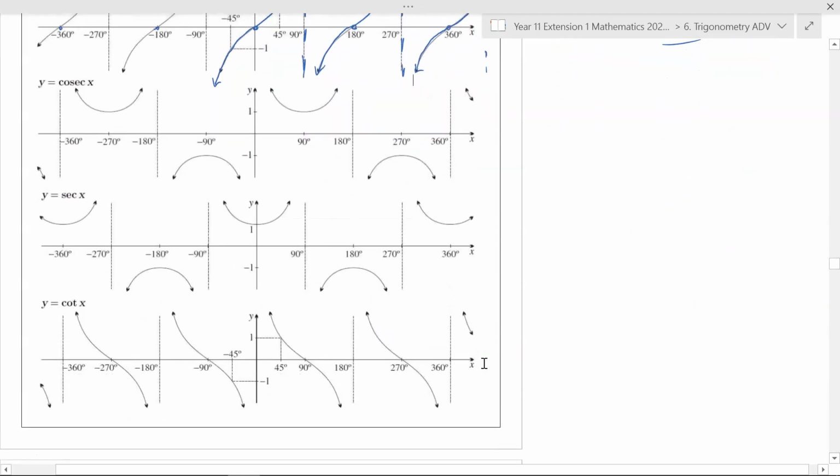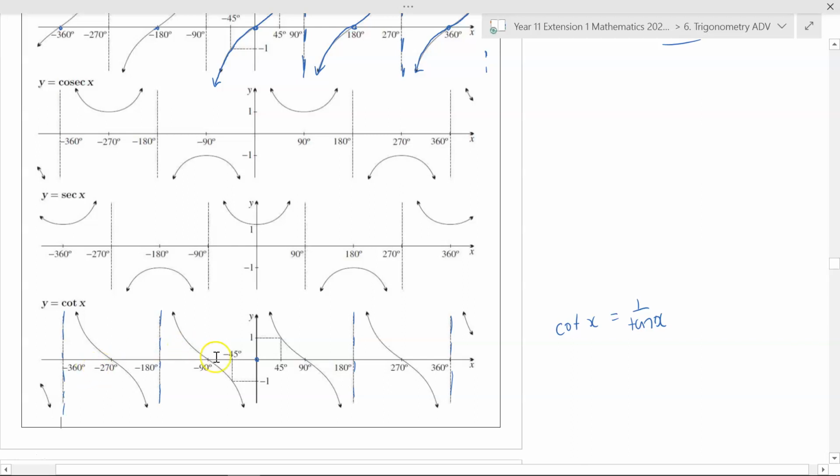Cot, if you recall, is 1 on tan. So when tan is 0, we're going to have a problem. So we've got problems here. We've got problems at 180. We've got problems at 360. We could also do it by looking at cos on sine, but I find this a bit easier.